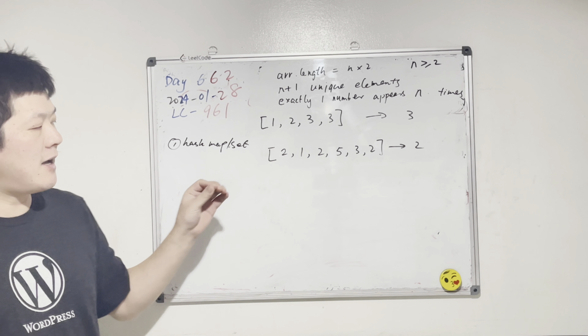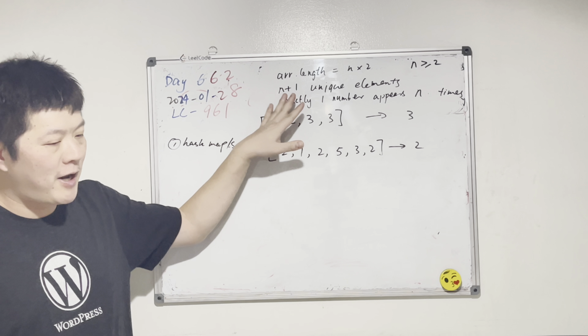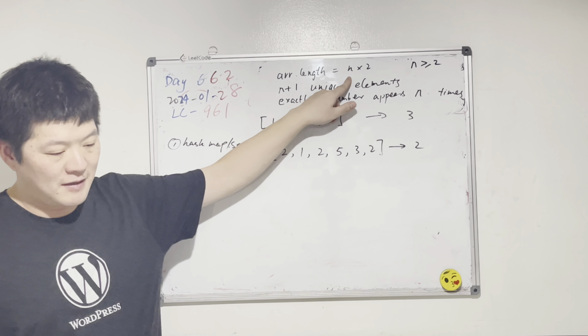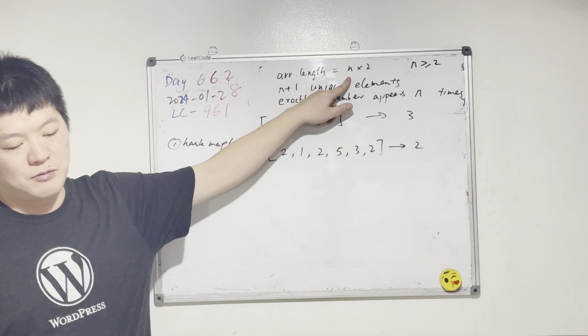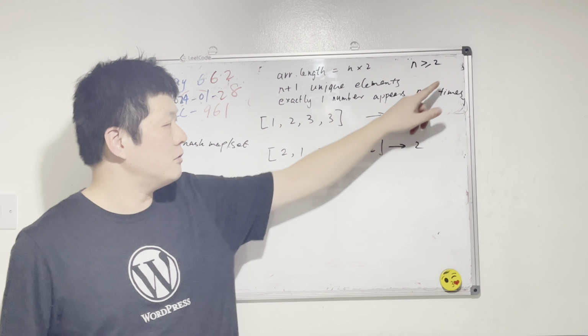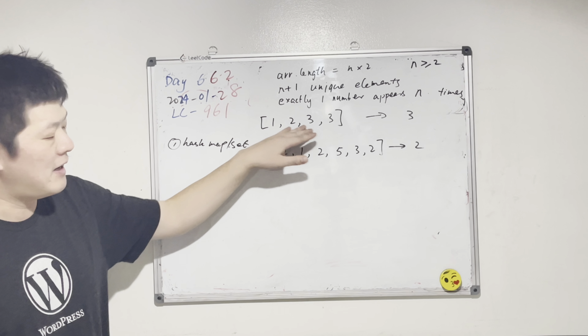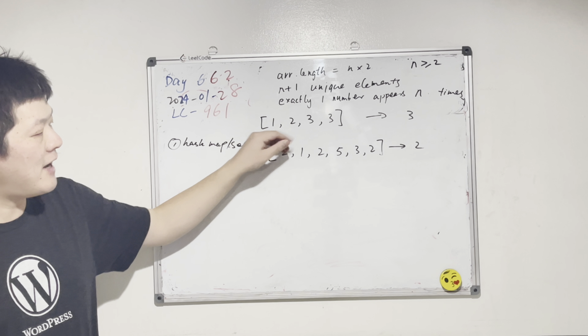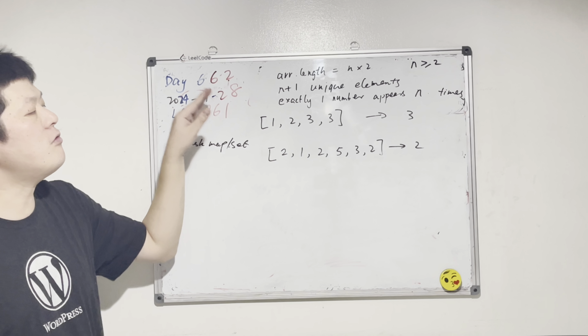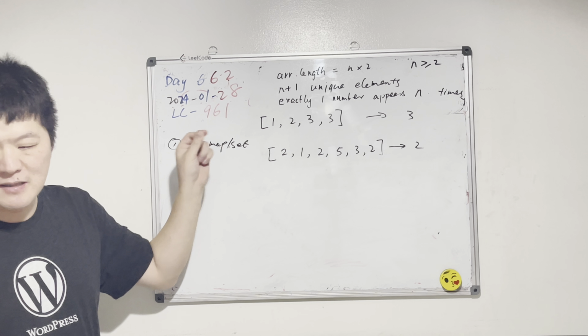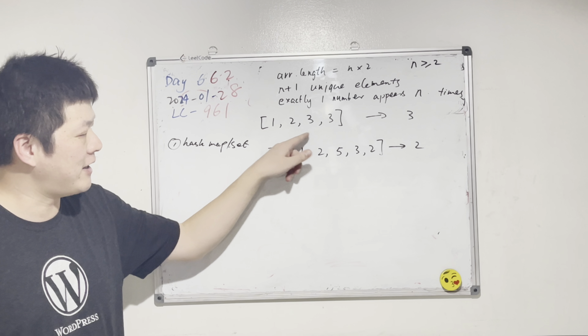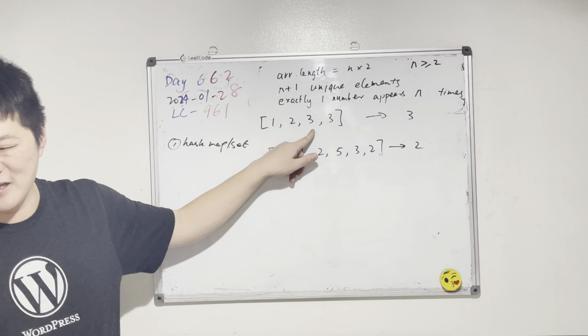Today we look at this easy question. We are given an array which has the size of 2n. N is an integer which is bigger than or equal to 2. For example, given this array with 4 elements, n equals 2. Only one number appears n times. For example, in this array, 3 appears n times, n equals 2.